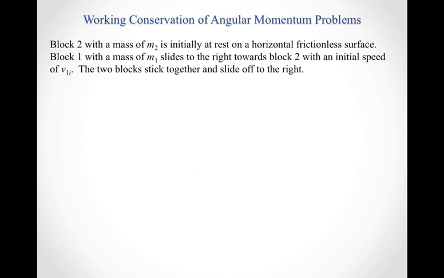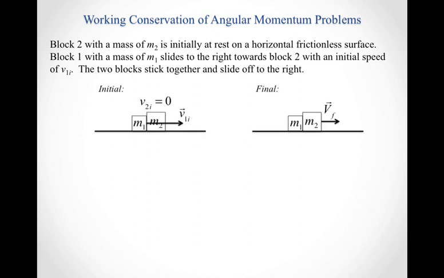So let's say I've got two blocks. Block 2 is initially sitting at rest on a frictionless surface. Block 1 slides to the right. It has an initial speed. It hits block 2. They stick together and slide off to the right as a single entity after the collision. Well, let me start by drawing the initial and final states of my system. So again, initially, block 2 is just sitting there. Block 1 is sliding into it. At the end, now they're stuck together and moving to the right with a single final speed.